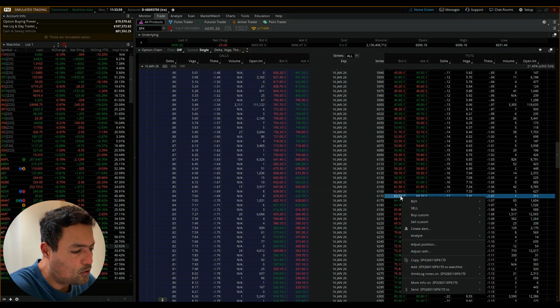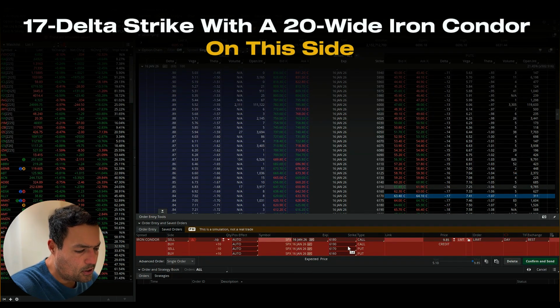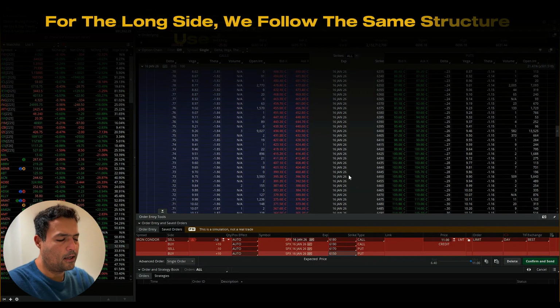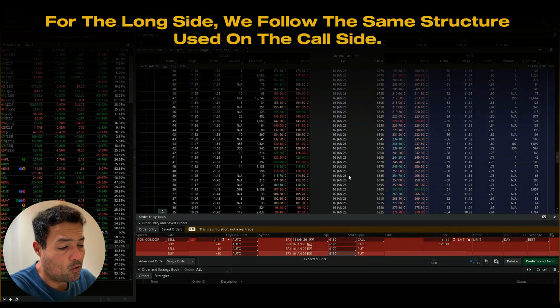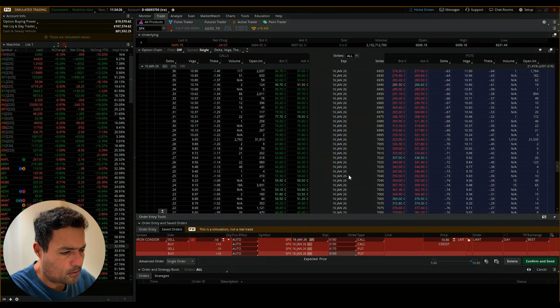So 6-1, and let's do a 20 point wide iron Condor. Okay, 20 point wide, 6170, 6150, and then on the other side, I'm going to go the exact same 17 delta, and then I'm going to select a 20 point wide long option. It's just moving a little slow. I'm going to keep going.